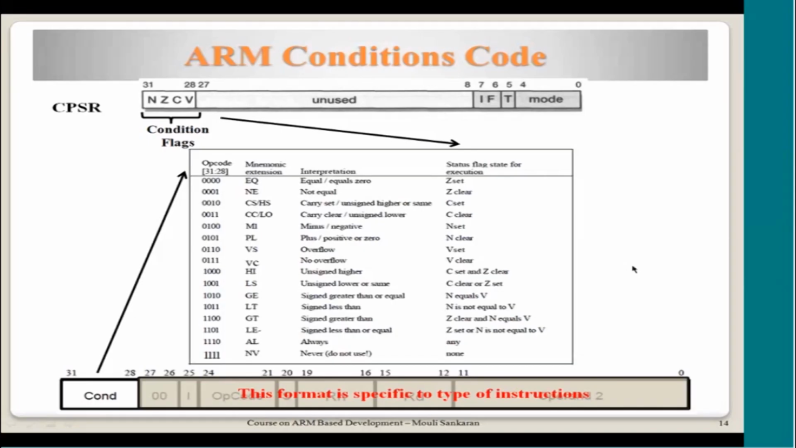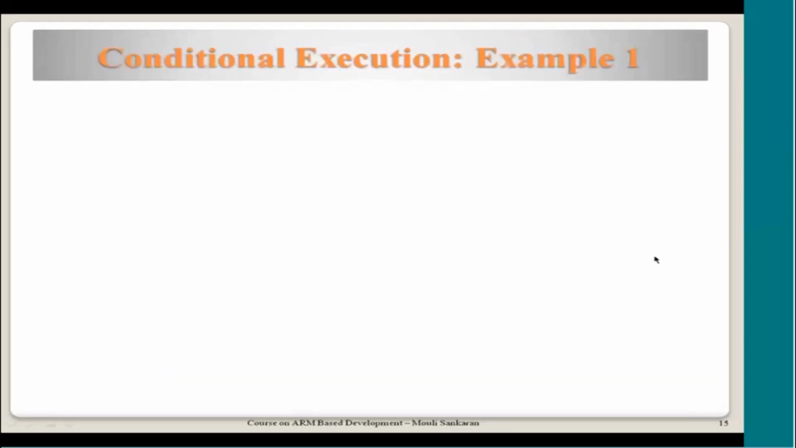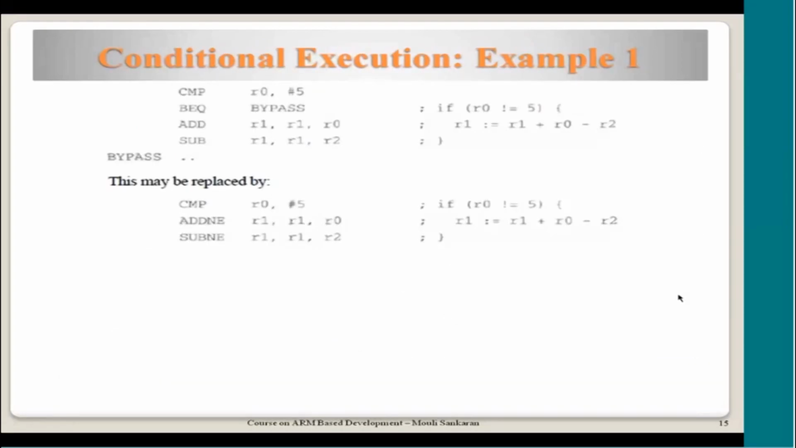So this is all about conditional execution. Let us see two examples which will make the thing clear to you. Though I have not introduced assembly programs so far, don't bother too much about understanding each of them. I will explain what it means. Suppose you have a stream of instructions like this.